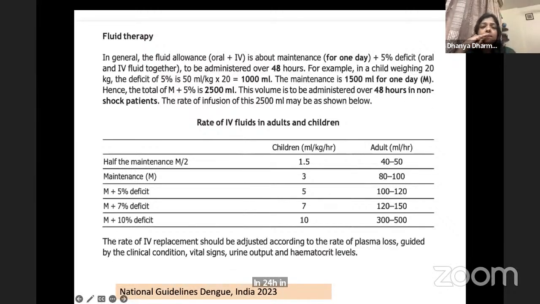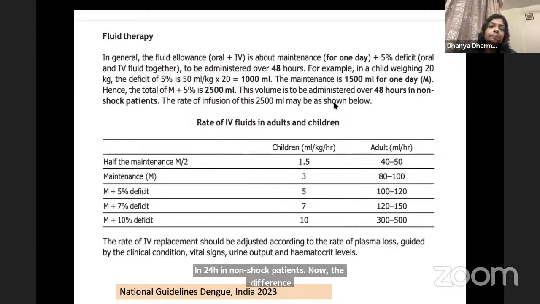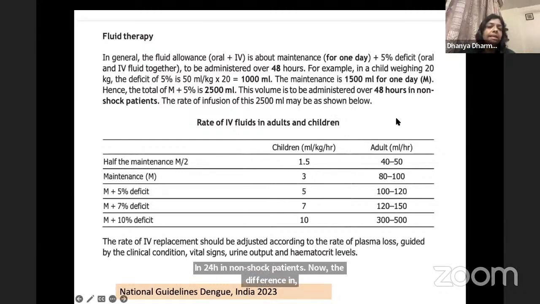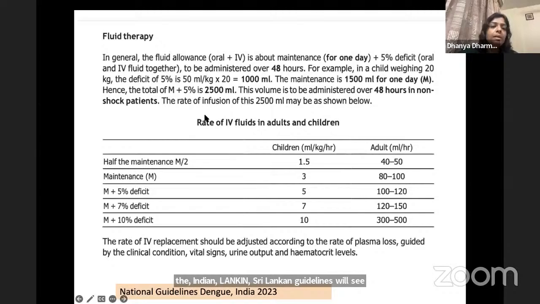Now, the difference between the Indian and Sri Lankan guidelines is that the Sri Lankan guidelines say even in shock, do not exceed maintenance plus 5%.